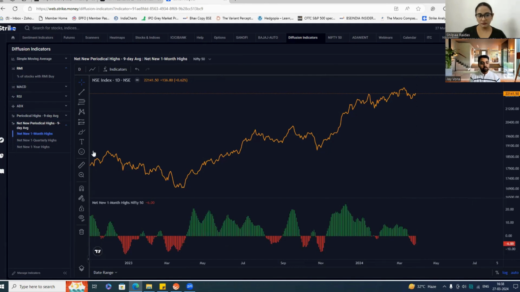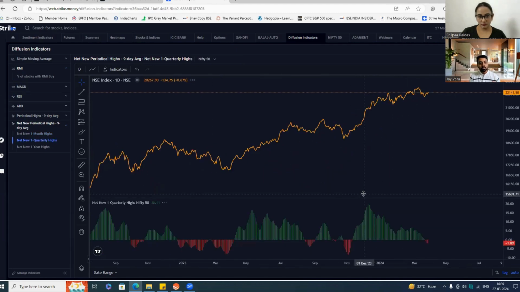Okay, similarly, if you see net new one quarterly high, it means there are now almost around two stocks, on a net basis, that are making quarterly new lows, because the reading has turned negative. And you can see that while we were continuously telling that the AD ratio was declining, I mean, the Nifty index was rising higher, but the breadth was declining. This was one more such indicator pointing towards that, because the Nifty index was rising higher, but the stocks making quarterly highs were declining consistently.